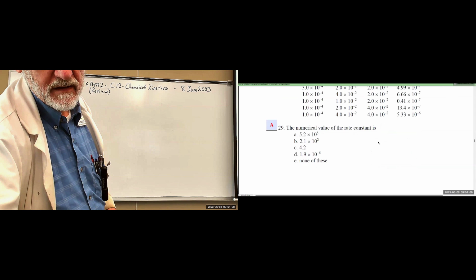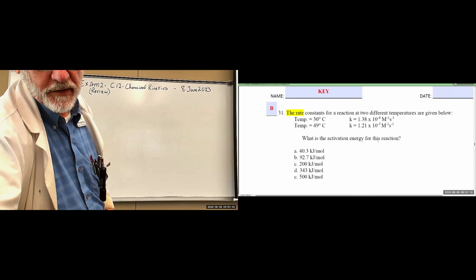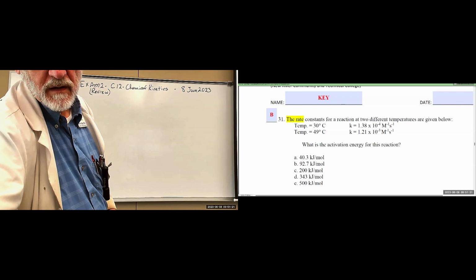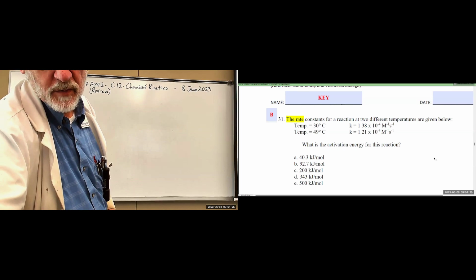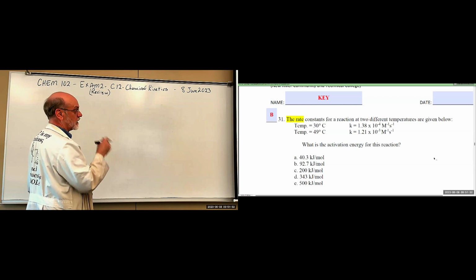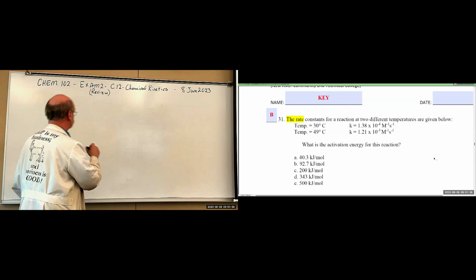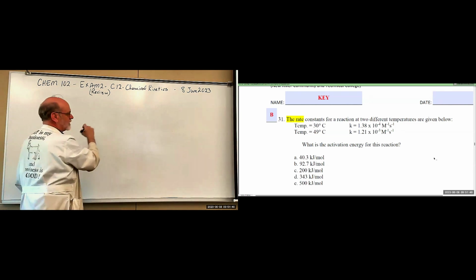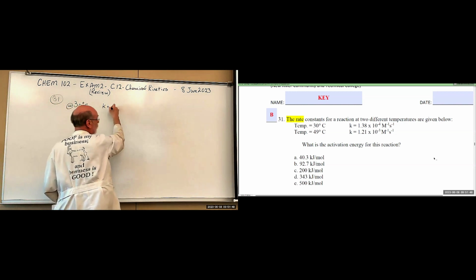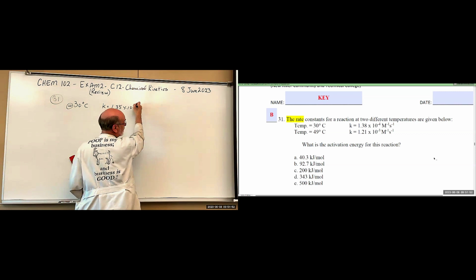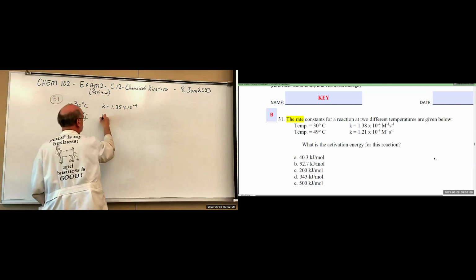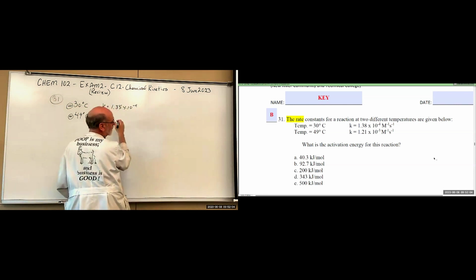Let's see. Looks like we got some repetition. We're going to skip down to 31. It's not going to move for me. The rate constants for a reaction at two different temperatures are given below. What's the activation energy for this reaction? All right. So at 30 degrees, our K is equal to 1.38 times 10 to the minus 4. And at 49 degrees, K equals 1.21 times 10 to the minus 3.